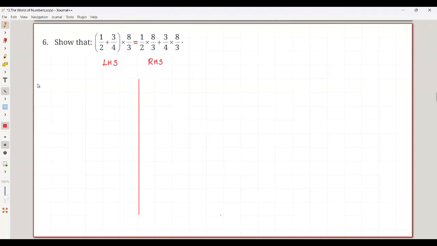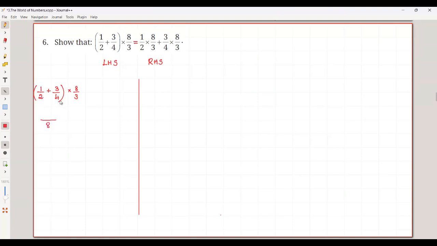For LHS we have 1 by 2 plus 3 by 4, into 8 by 3. First you simplify inside the bracket. We can go with the butterfly method. So we'll be getting 2 4s are 8.